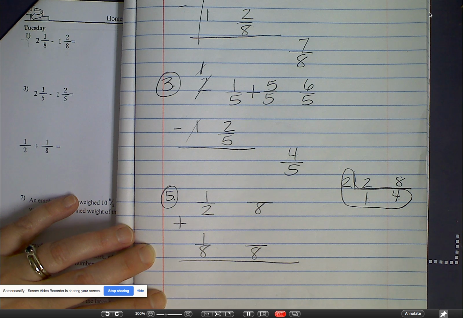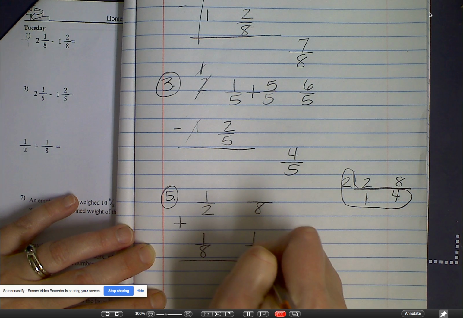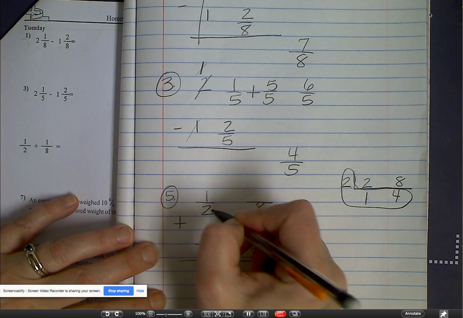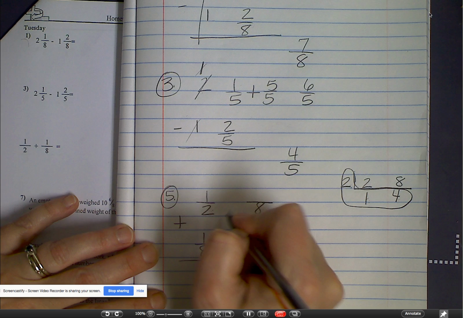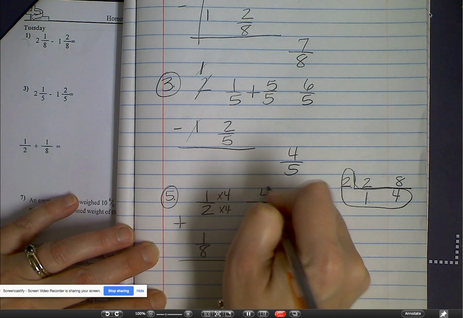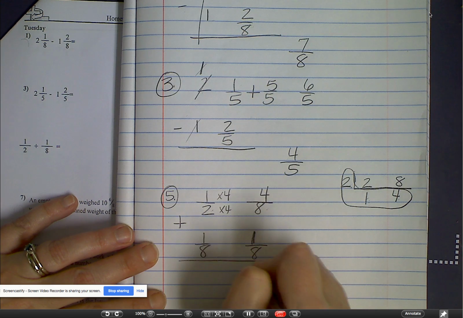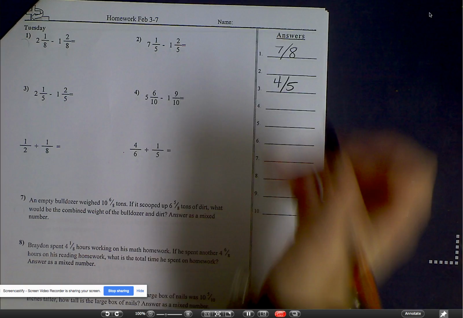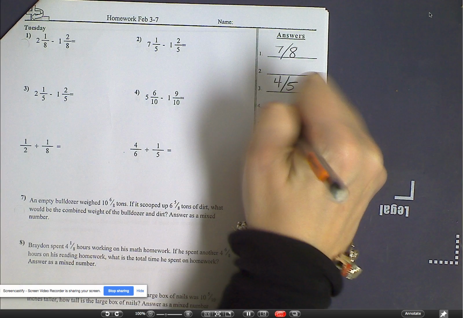The next one is going to be the same. How did you get from 2 to 8? That's times 4. Whatever you do to the bottom, you have to do to the top. So I have 4 plus 1 is 5/8. So for number 5, the answer is 5/8.